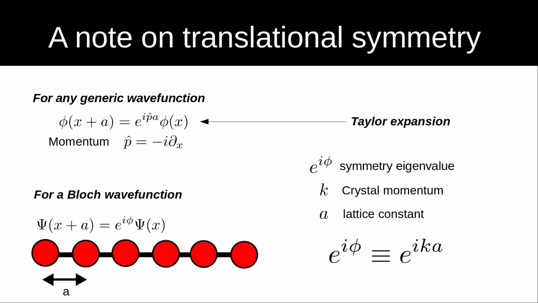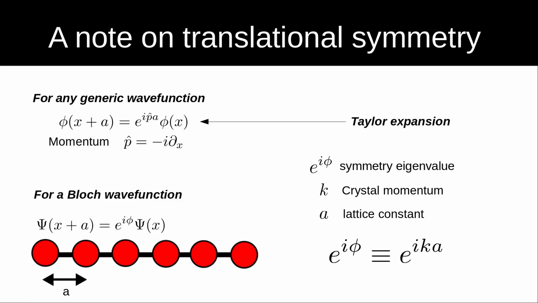If you try to write the value of the wave function at x plus a as a function of the value of the wave function at the point x, what you can actually show is that that value can be written in terms of a Taylor expansion. So you can make a Taylor expansion, including first derivative, second derivative, third derivative, and so forth. And in that way, you can relate the value of the wave function at x plus a to the wave function at point x.